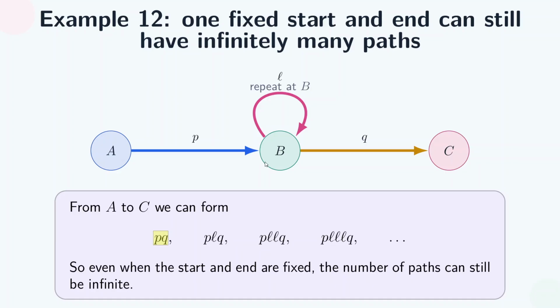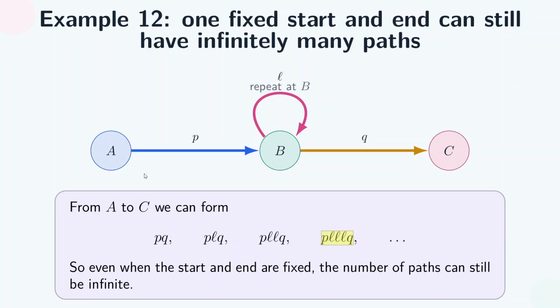That gives one path. But now imagine that at B there is a loop. Then before going on to C, we can go around that loop once, or twice, or 3 times, or any number of times, so we get many different paths from A to C. They all start at A. They all end at C, but they differ in how many times they go around the loop in the middle. So this example teaches us something subtle.